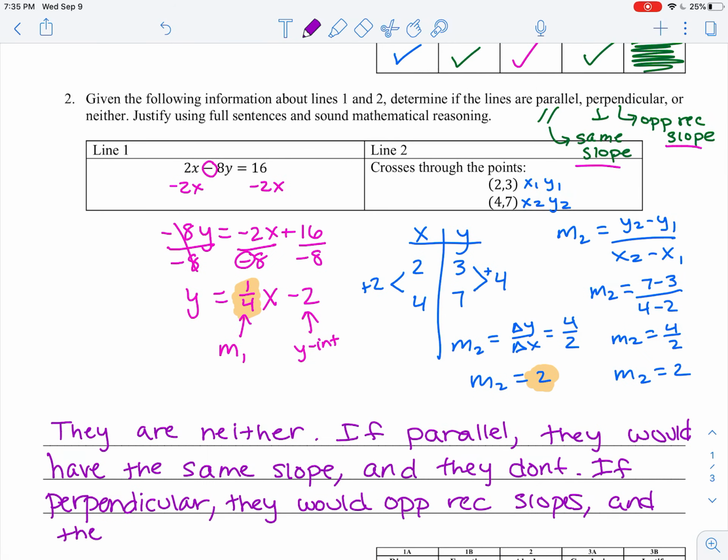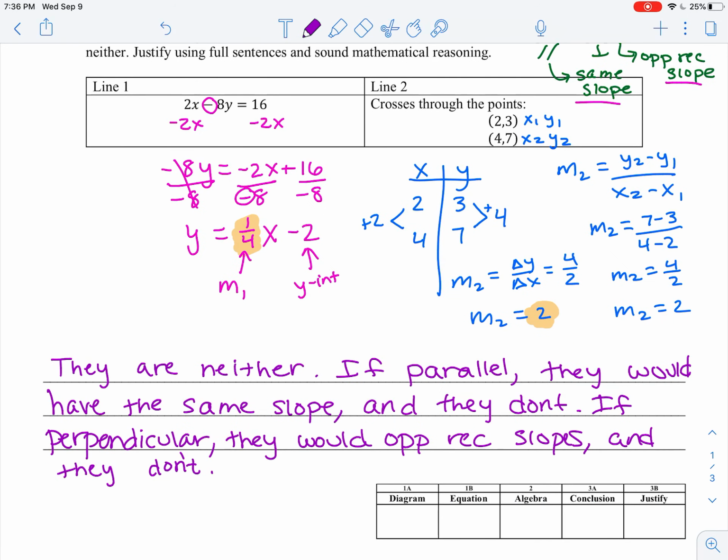That is my justification. And I need to really emphasize how I know that they're not parallel and how I know that they're not perpendicular. And the only way that is super precise for us to be sure that they're not parallel or perpendicular is by looking at the slopes. Okay? Now, this problem, let's see, we did algebra to solve for the slope for both, right? That was our algebra. Then we concluded that they were neither. And then my justification explains how I know that they are neither. Okay. Good luck. Ask lots of questions.